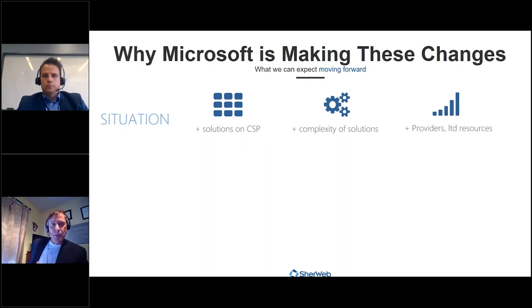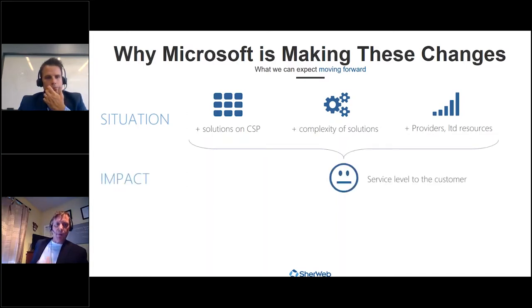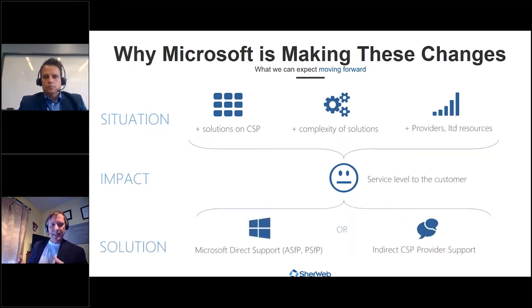The complexity of the available solutions is also increasing quite fast, and we're thinking here not only of infrastructure as a service, but also all the PaaS, or platform as a service. And then there are more providers and limited resources from a Microsoft perspective. So how do we scale from a Microsoft perspective, making sure that we provide you everything to be successful and make the customer experience a great experience? What we've come to realize is that this is impacting today because of these three: the number of solutions increasing, complexity, and a number of providers with limited resources. This is impacting the level of service that customers are receiving. And so this is really why we're looking into those changes.